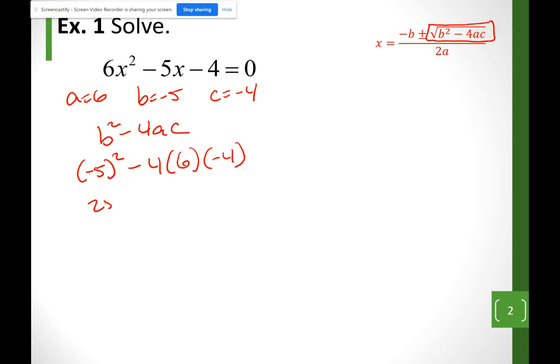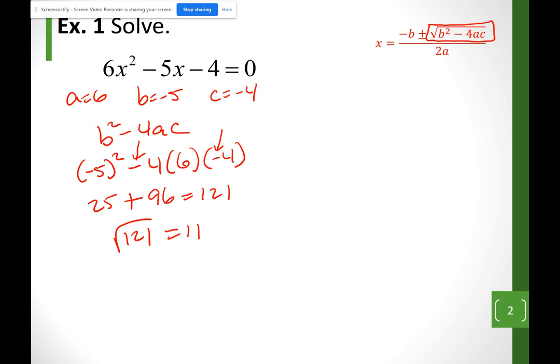So I have 25 plus. And the reason why I'm saying plus is because I see 2 negative signs. Right? A negative with a negative becomes a positive. So that's why I wrote that as a plus. Then I'm just going to think 4 times 6 times 4. Right? I'm just going to multiply those numbers. That gives me 96. 25 plus 96, I'm just adding those two. That gives me 121. But remember, I'm dealing with the square root of it. So I'm going to do the square root of 121, which is just 11.